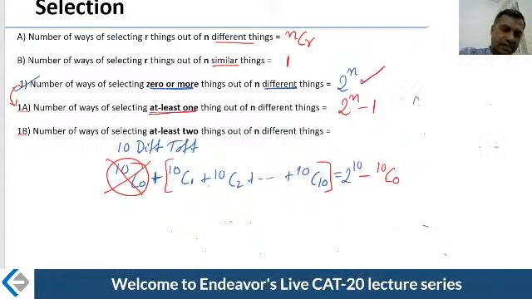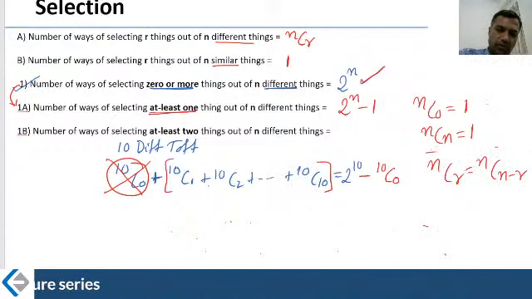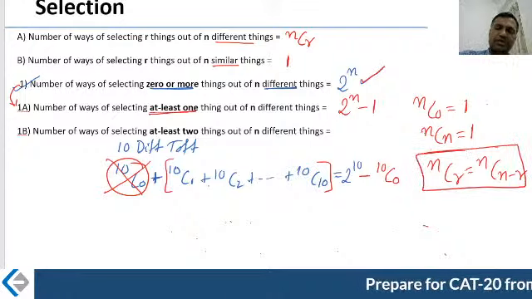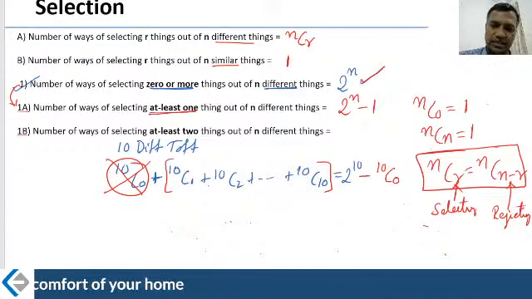For example, now what is NC0, my friends? The value of NC0 is 1. What is the value of NCN? That is also 1. Also, one of the important things, NCR is the same as NCN minus R. That's one of the properties of selection, right? So the number of ways of selecting r things is the same as the number of ways of rejecting the remaining n minus r things. Complementary set. Selecting r things is the same as rejecting n minus r things.